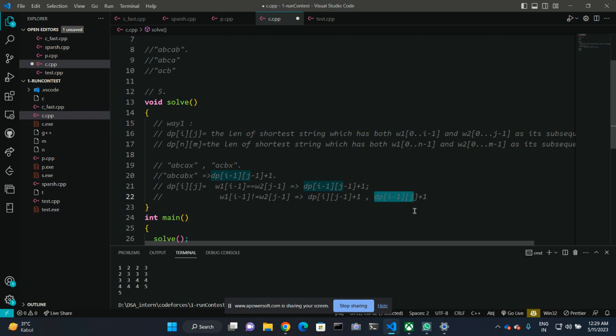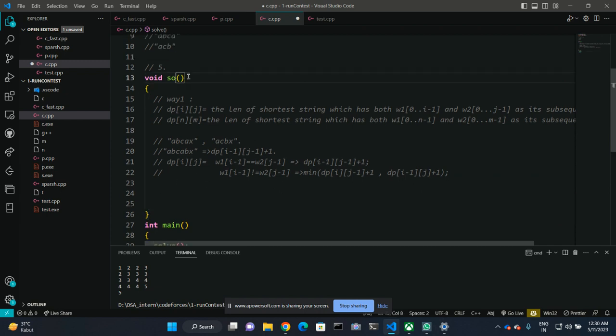Or the other possible way is DP[i-1][j] plus one. This DP[i-1][j] refers to a string which includes the first i-1 characters of W1 and the first j characters of W2 as subsequences. For that string, I will append a character at the last to include the ith character of W1 also. We want to additionally add the ith character of W1, so I'm adding plus one. So our DP will be the minimum of these, and that will be our answer. So this is way one.